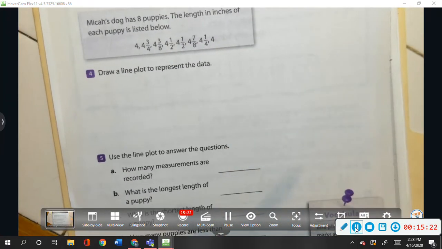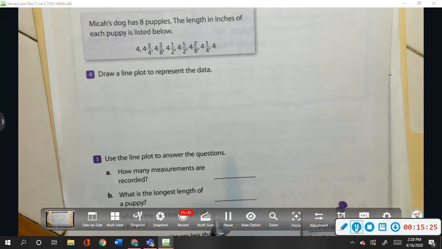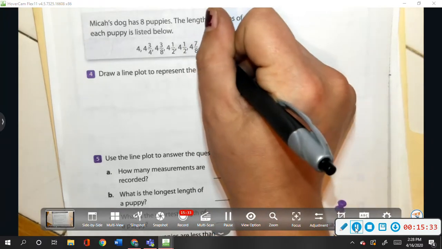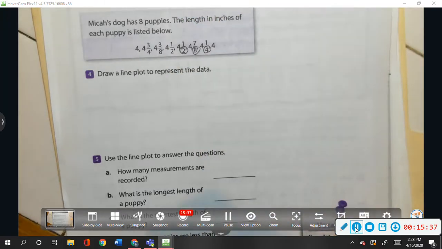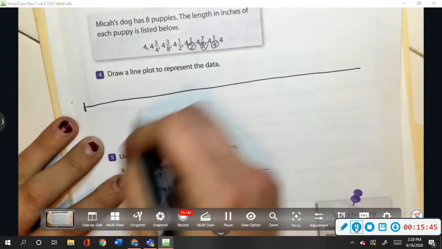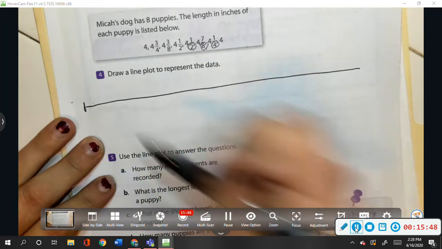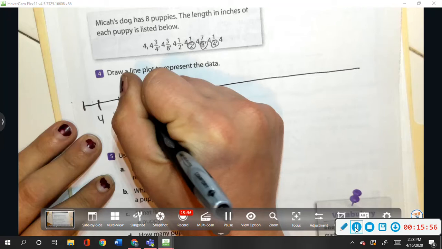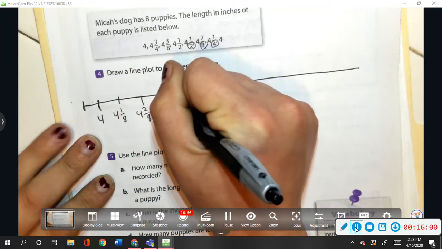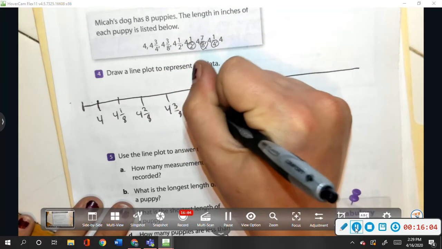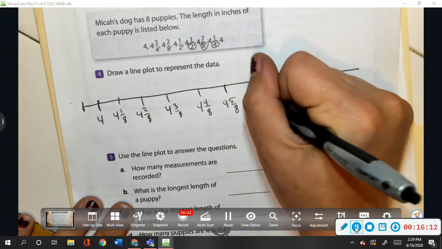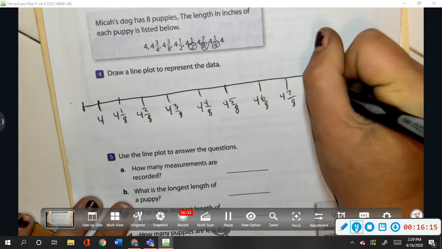Then we have Micah's dog has 8 puppies. The length in inches of each puppy is listed below. It says draw a line plot to represent the data. So let's look at our denominators. We have fourths, eighths, and halves. We're going to use our smallest unit, which is an eighth. So we're going to start here, go somewhere over here. We're going to start with 4. So here's 4. And then this would be 4 and 1/8, 4 and 2/8, 4 and 3/8, 4 and 4/8, 4 and 5/8, 4 and 6/8, 4 and 7/8, and then 5.